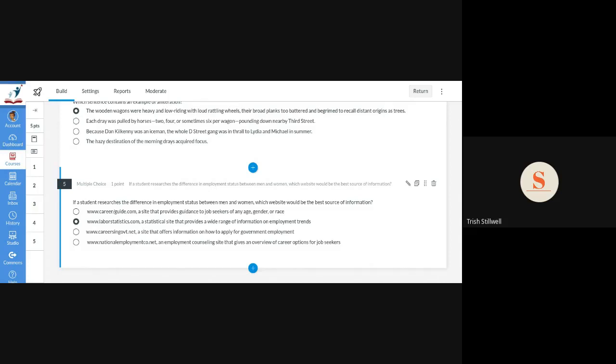We also have careersingovernment.net on how to apply, and nationalemploymentcompany.net. Counseling gives an overview. So notice the question. For those of you that got this wrong, take some time and hear me out. Notice the question. We're looking for the difference, so a comparison. We are not looking for guidance for a new job. We are not looking to apply for a new job. We are not looking for an overview of options, again, because we're not looking for a new job. We're looking for the differences or trends, okay?